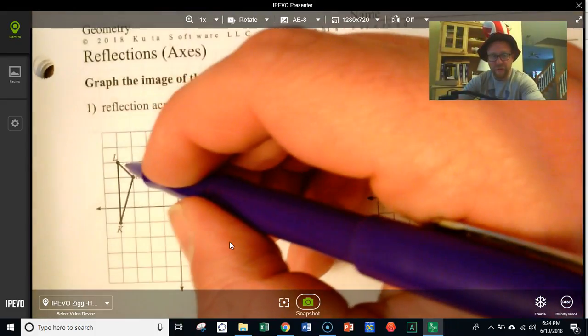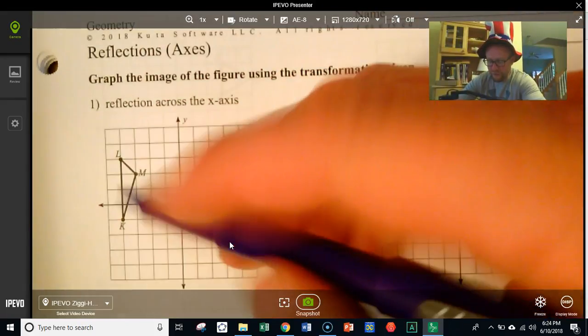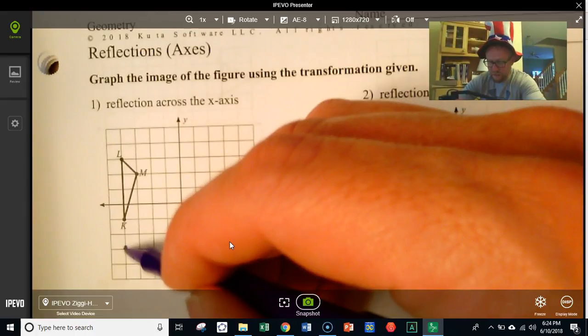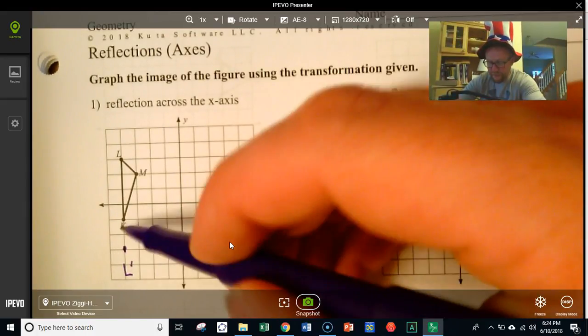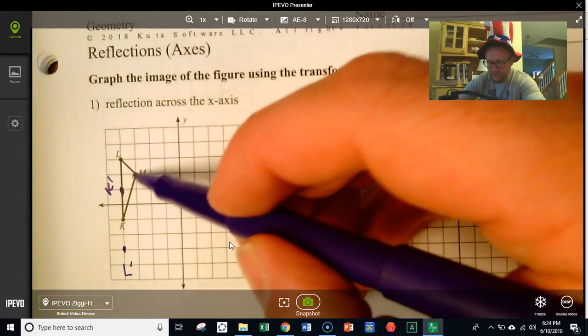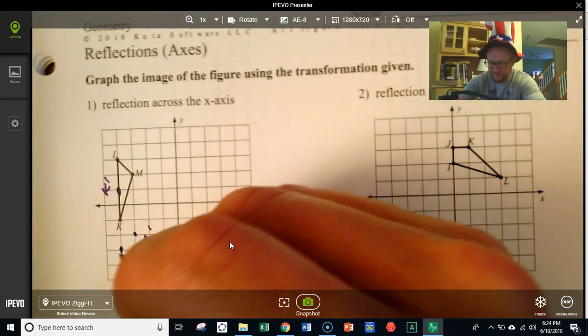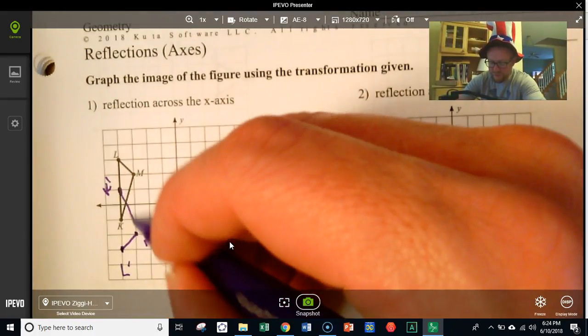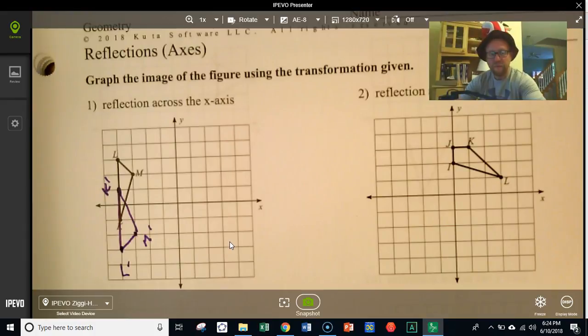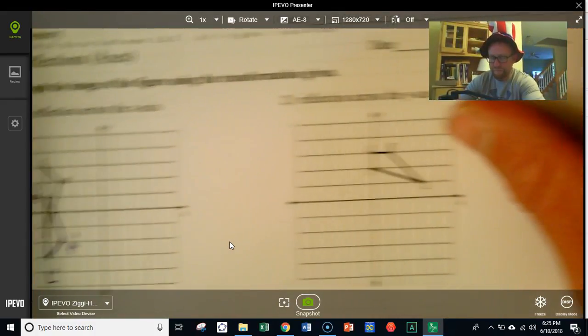So L, for example, is down from the x-axis: 1, 2, 3, then 1, 2, 3, L prime. K is 1, so this is K prime. M is 2, M prime, and then just connect them in order, which is easy for a triangle because they just connect, 3 doesn't matter what order really.